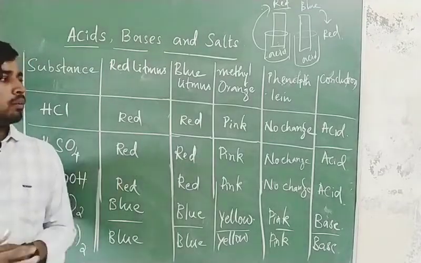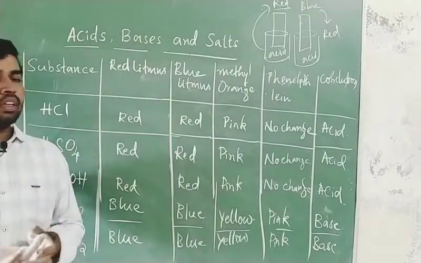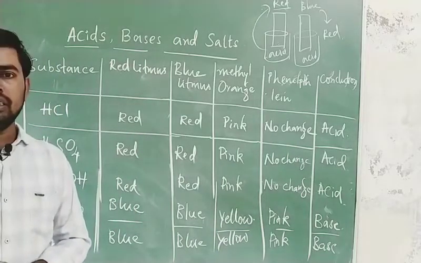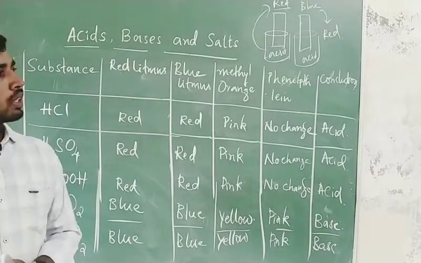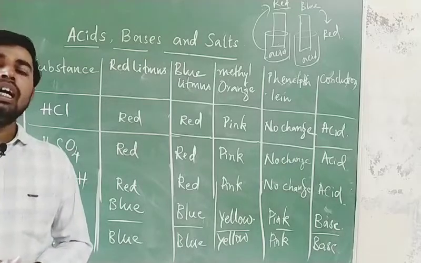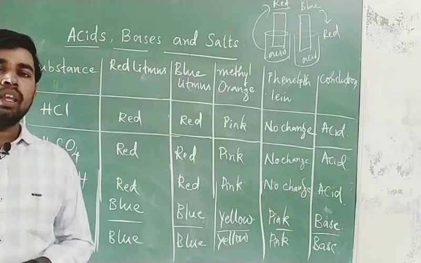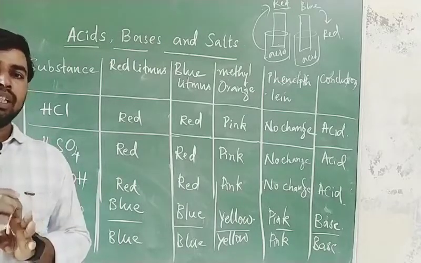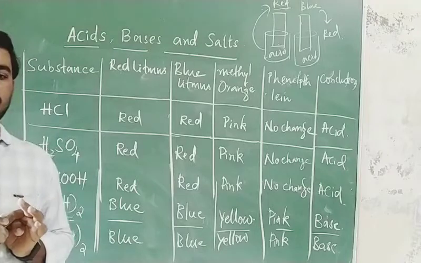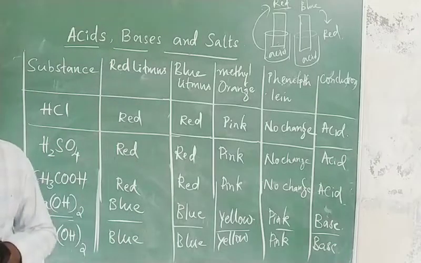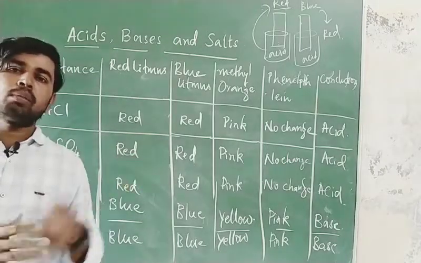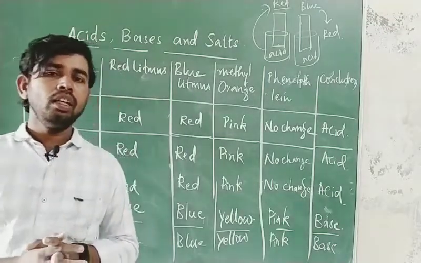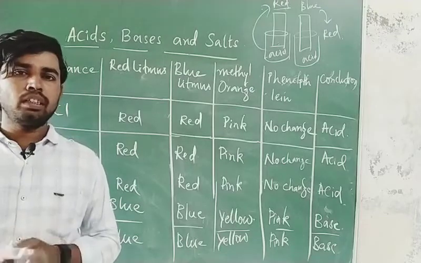In the next video, I am going to explain further the chemical properties of acids and bases, how the acids and bases are going to react with metals. Remember, acid means a substance which is sour in taste. Bases means which is bitter in taste. Acid means which is going to produce H plus ions in the water. Similarly, bases means which is going to produce OH minus ions in the water.